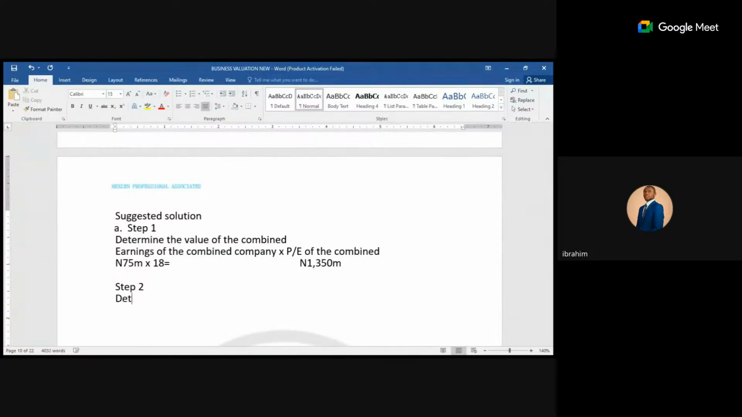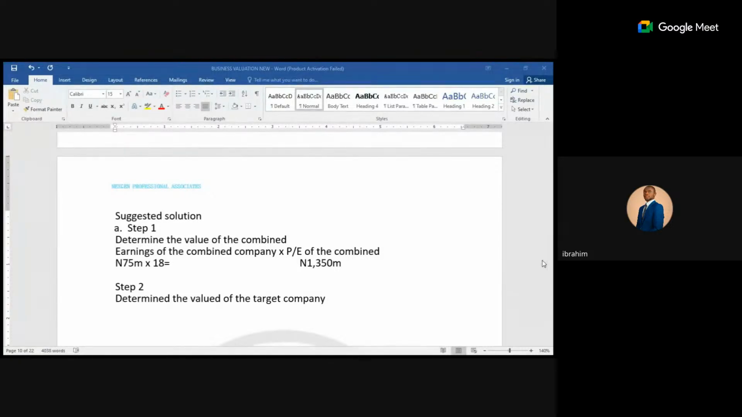Determine the value of the target company. Let me use that language, right? Of the target company. Thus, the company you want to acquire is a target company.